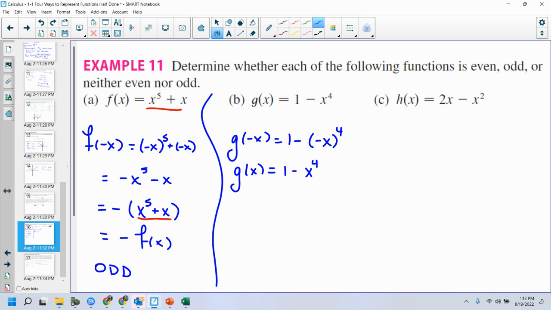Okay, so, I forgot to say this. I plugged in a negative, right? So we just showed that g of negative x turns out to be the same as g of x, because look here. g of negative x ends up being equivalent to g of x. That means even.